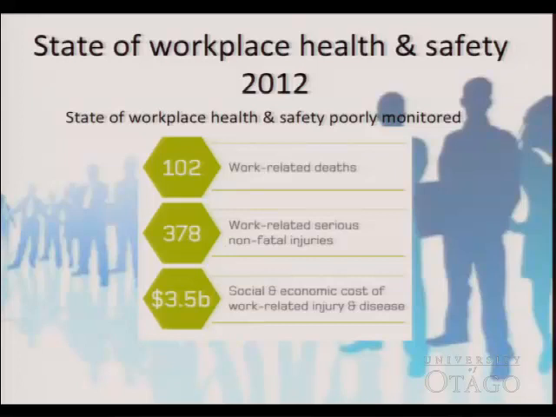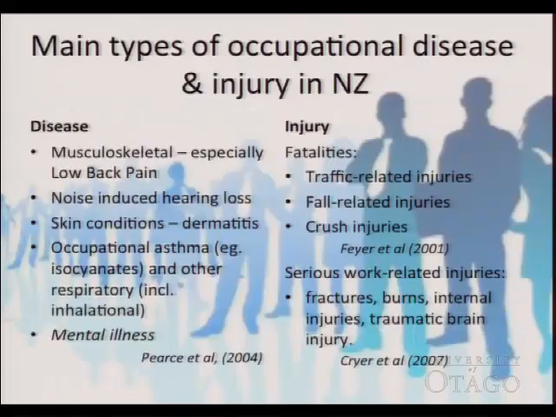So really significant burden and really significant cost on our economy. A lot of that cost comes from lost productivity and those broader societal costs. So the main types of occupational disease and injury in New Zealand in terms of disease, predominantly musculoskeletal injuries and disorders, especially low back pain.